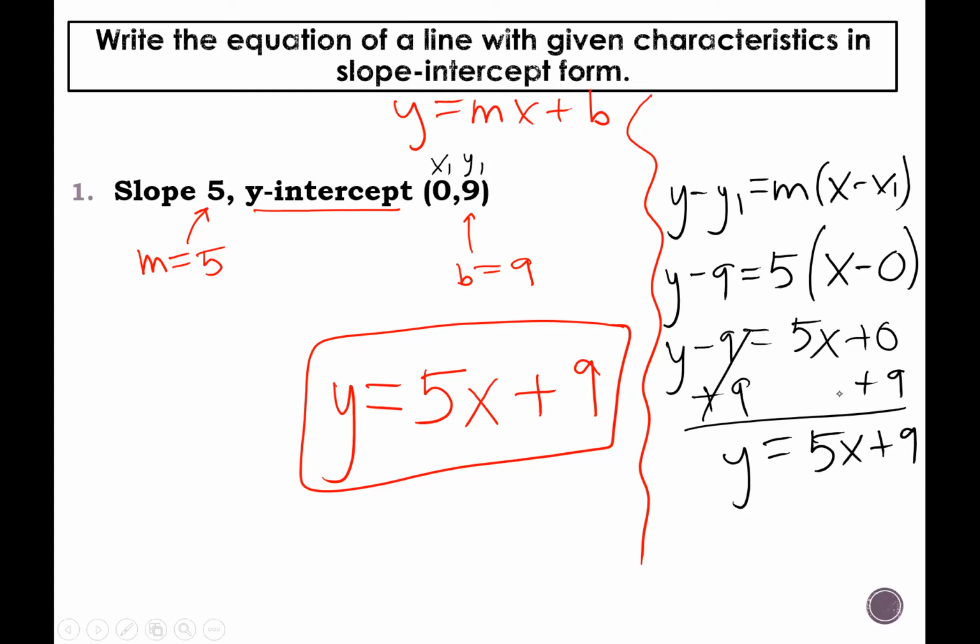So you can always start with point slope form. But I hope you see that if you're given the slope and the y-intercept, you're good to go. You can just fill in that y equals mx plus b right away. Okay, that was number 1.